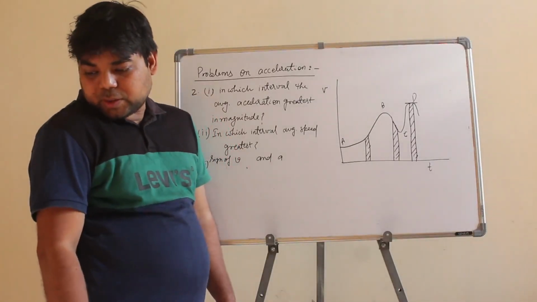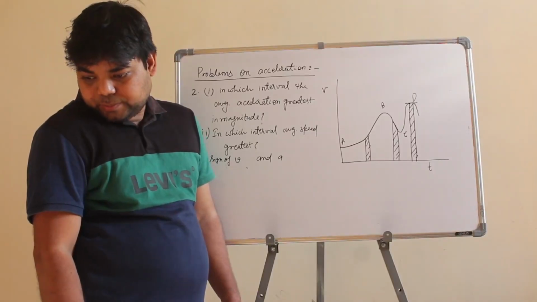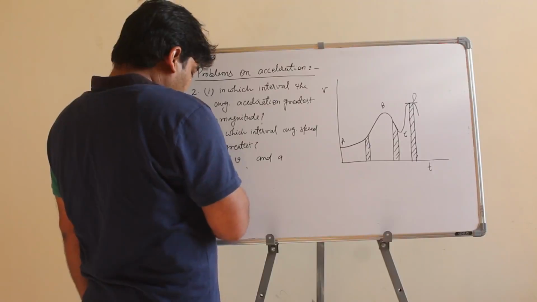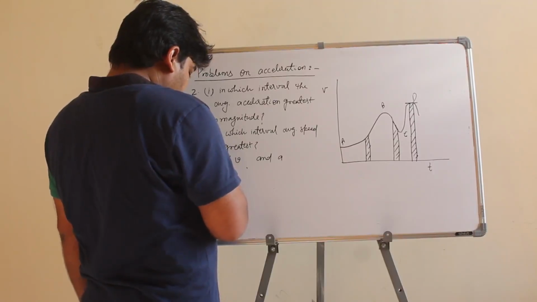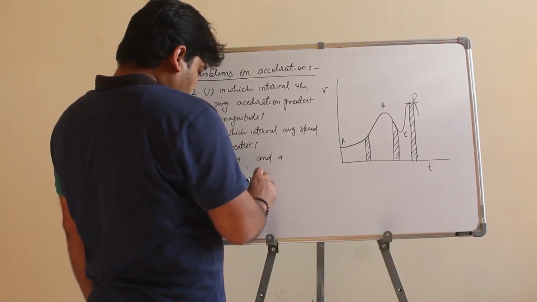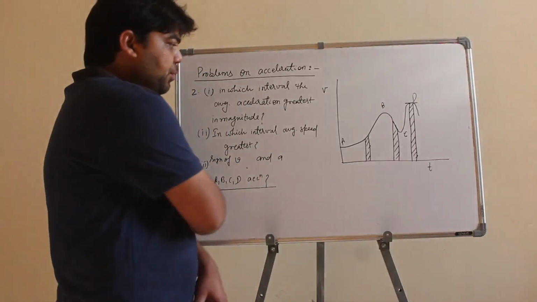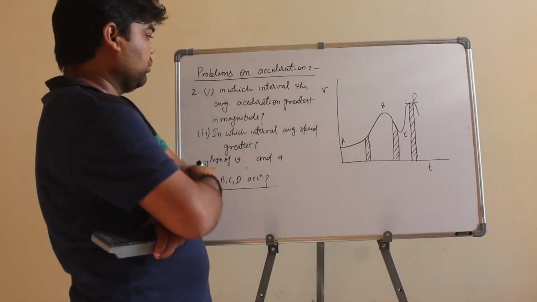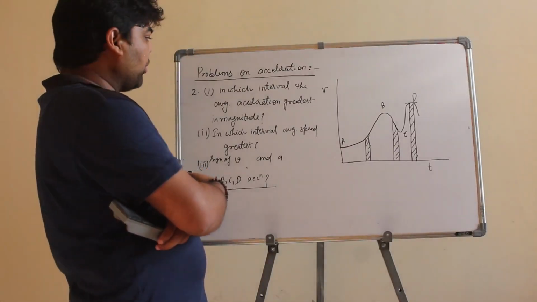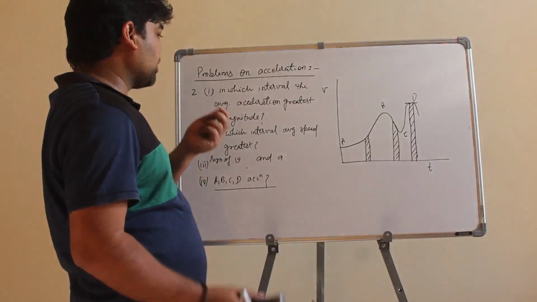The fourth question: what are the accelerations at the points A, B, C, and D? Velocity and acceleration at A, B, C, D. So let us go through this problem one by one. The first part says, in which interval is the average acceleration greatest in magnitude?